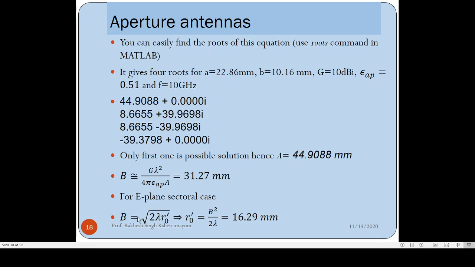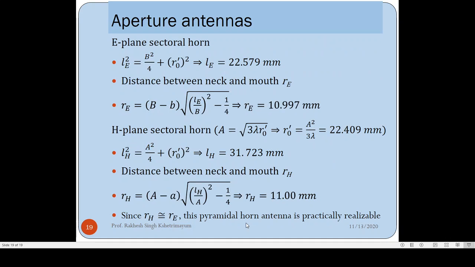So in order to check that, B is square root of 2 lambda R naught dash. This is for the optimal gain. What should be the value of B? Square root of 2 lambda R naught dash. So R naught dash for this case, you know what is B, what is lambda. It turns out to be 16.29 millimeter.